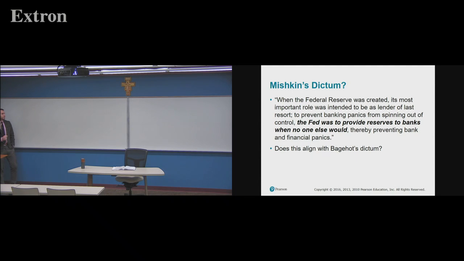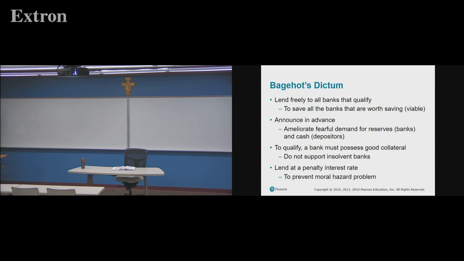So I don't think Mishkin is trying to argue with Bagehot's dictum. I think it's just a little bit of lazy wording in there. But it's important to note the solvency requirements, and that's two of the bullet points there, supporting solvent banks.